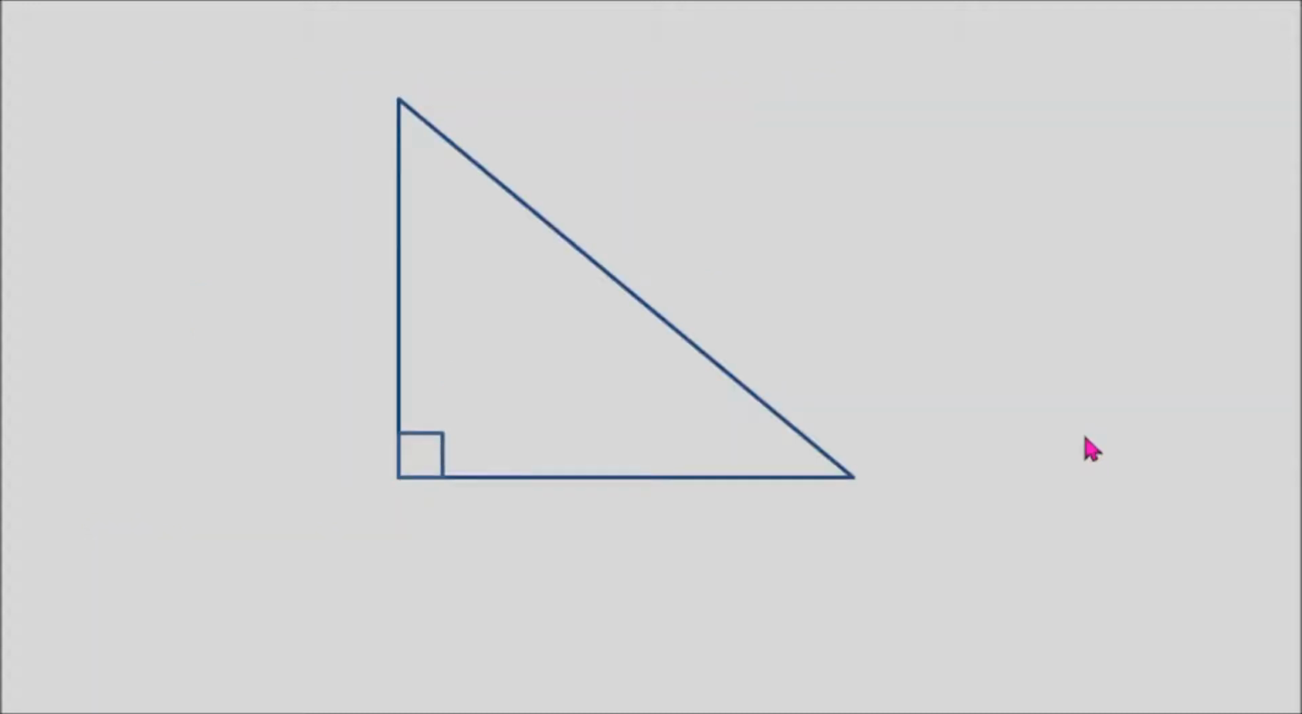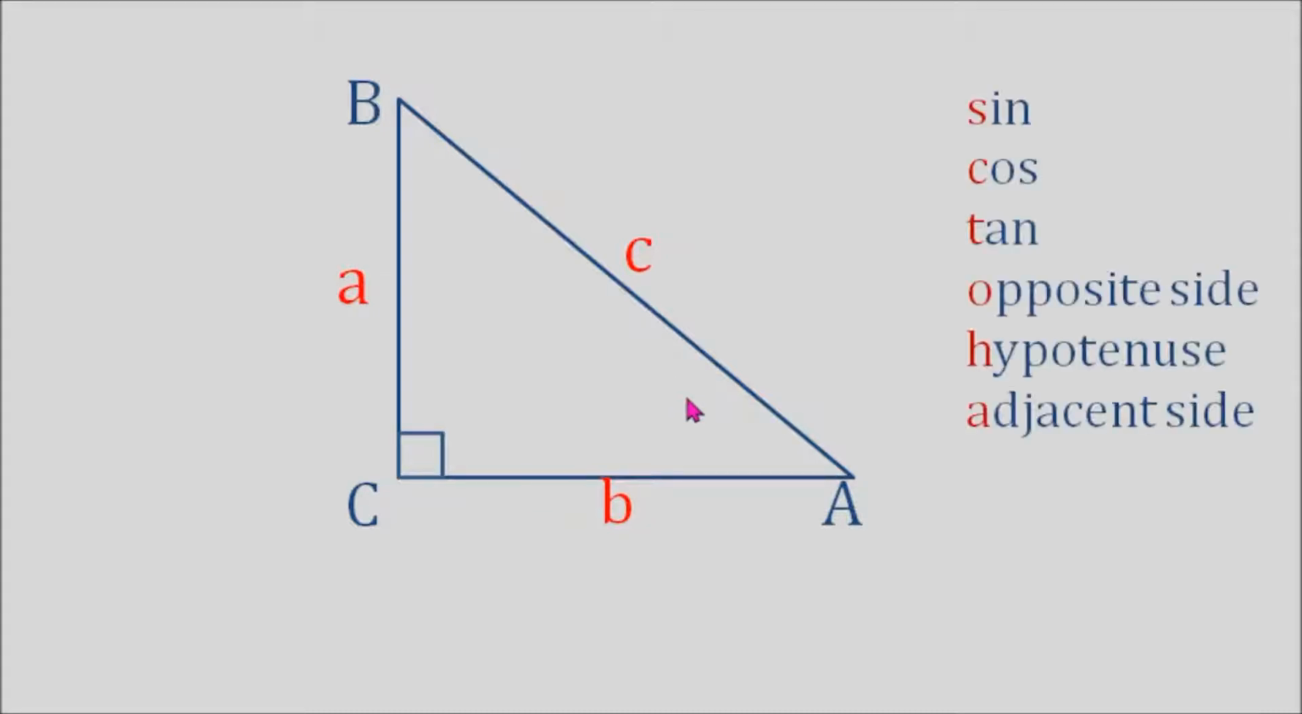Let's start. Conventionally, in a right triangle, big letters are used to name angles. Angle A, angle B, angle C. Opposite to angle A is side A, opposite to angle B is side B, and opposite to angle C is side C. Along with sine, cosine, and tangent, we need to know these words: opposite side, hypotenuse, and adjacent side. Which of these sides is the opposite side, the hypotenuse, and the adjacent side?